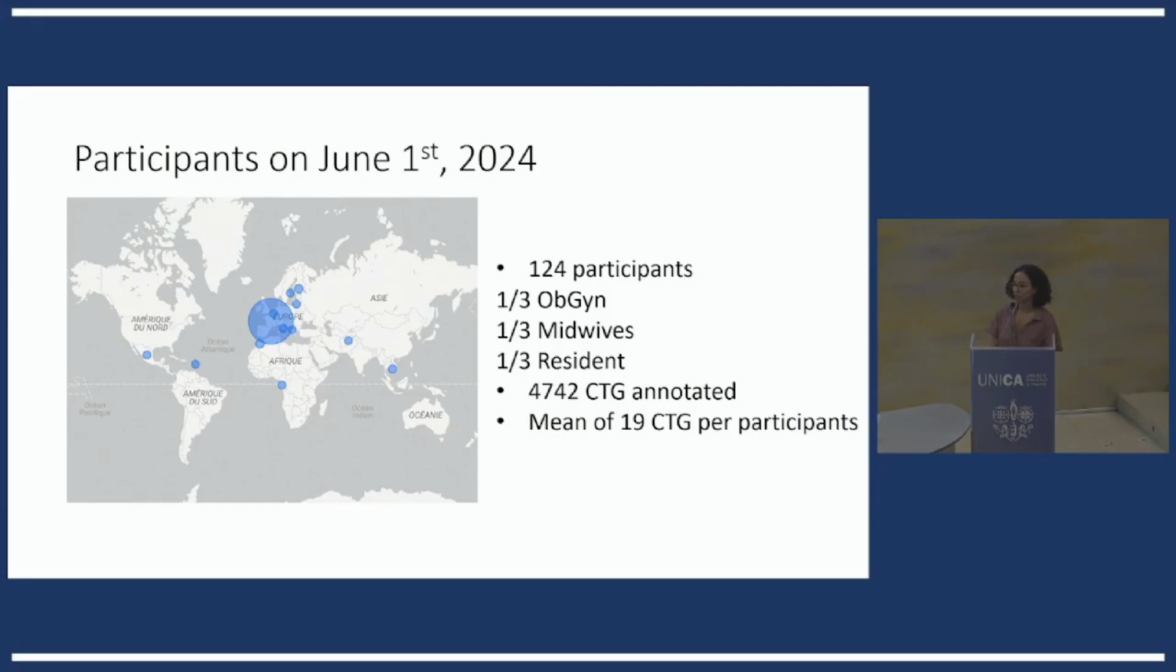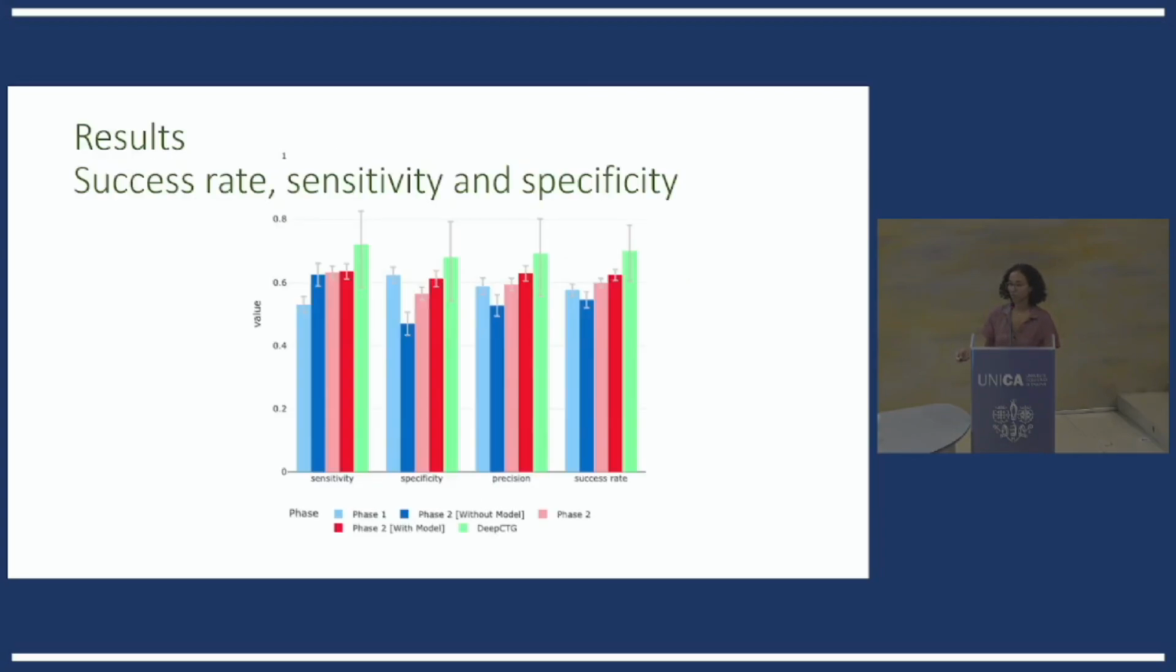We have 124 participants, and we have a third of obstetricians, midwives, and residents. We have around 4,000 cTGs that were annotated, and the mean of annotation was 19 per participant. And we send it to different partners, most of them are in France, but there are some in different countries. So our main results are those.